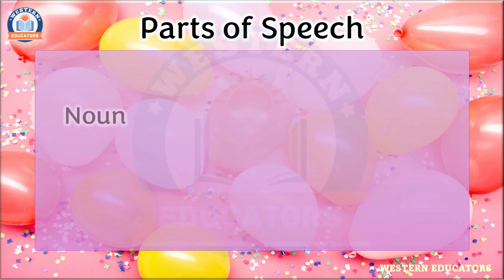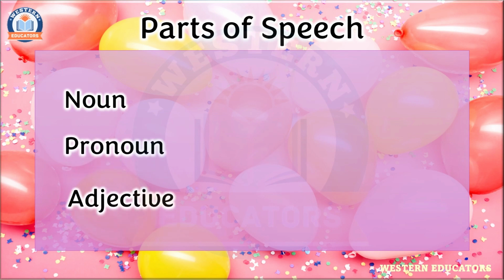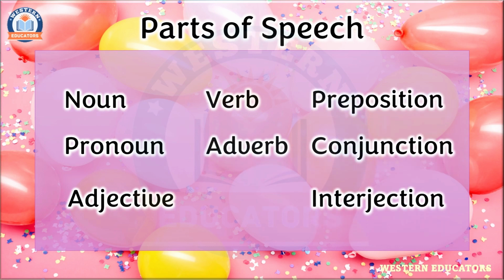It is very important to know the parts of speech to come to know the sentence pattern of your sentence. To know the sentence pattern of a sentence, it is needed to know the parts of speech of English. So, how many parts of speech do we have? There are 8: noun, pronoun, adjective, verb, adverb, preposition, conjunction, interjection. All these are the parts of speech which are needed for you to know the sentence pattern.